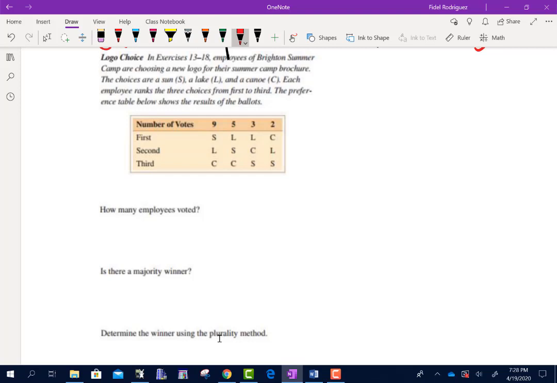All right, and it says logo choice. Employees of Brighton Summer Camp are choosing a new logo for their summer camp brochure. The choices are sun, lake, and canoe. Each member ranks the 3 choices from first to third. The preference table below shows the results of the ballot. Okay, first question. How many employees voted? 9 plus 5 plus 3 plus 2 should be a total of 19.